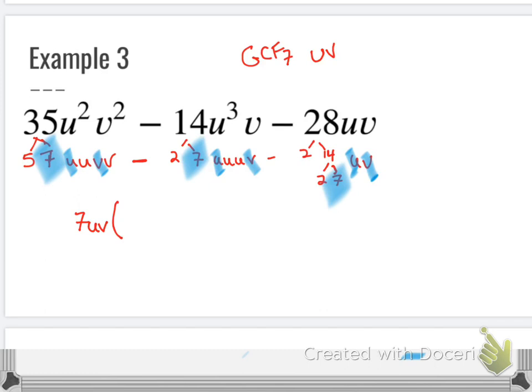And then again, what's left over goes on the inside. So what's left over here is the 5. So we have 5, and then we're left with 1 U and 1 V. So 5UV minus, go to the next one, the coefficient that's left over is the 2. So 2, and then we're left with 2 U's. So remember when we have two variables being multiplied together, what do we do? We add the exponents. So 1 plus 1 is 2.